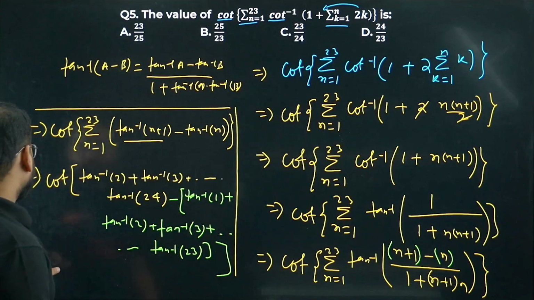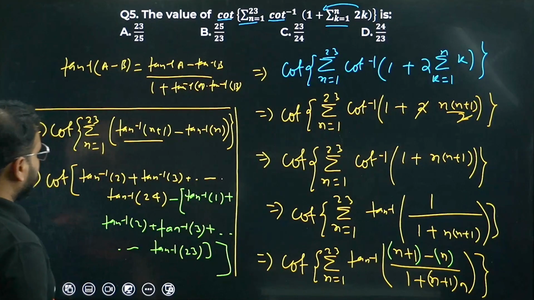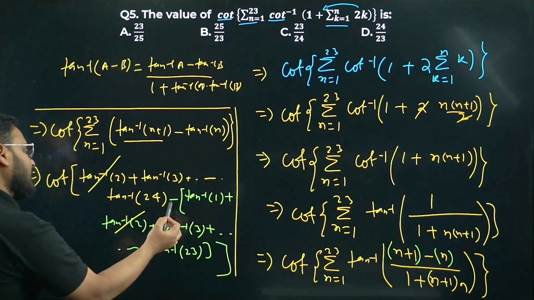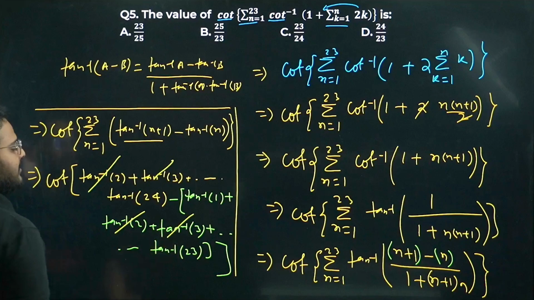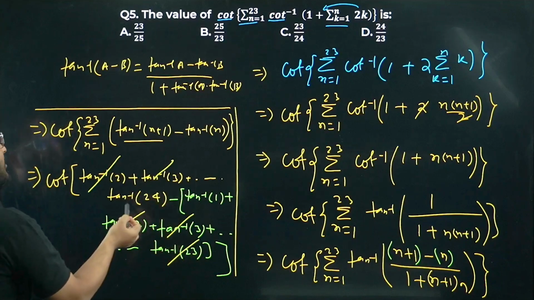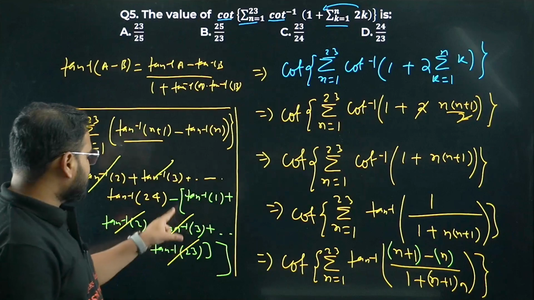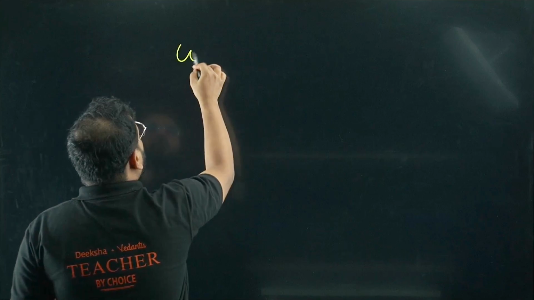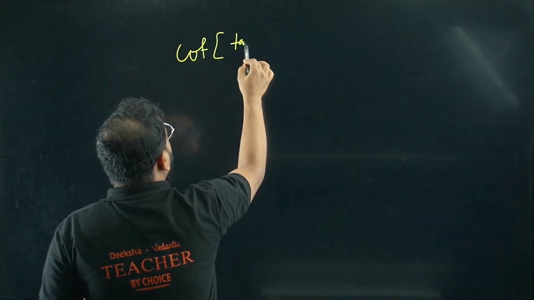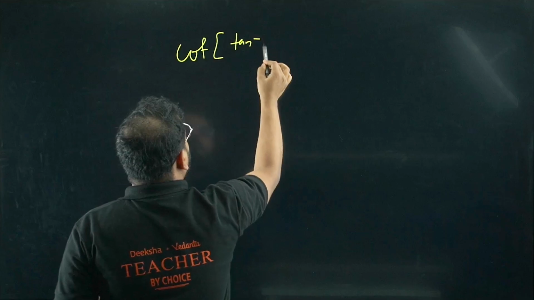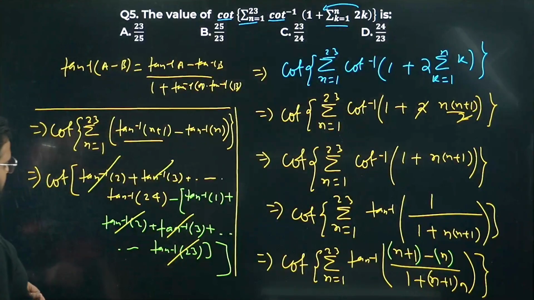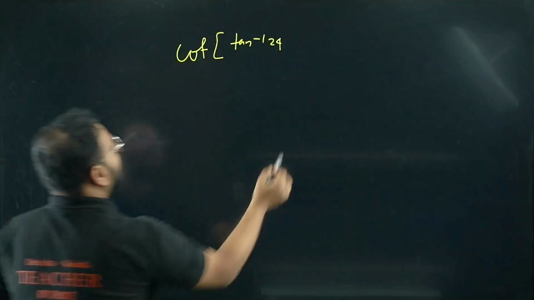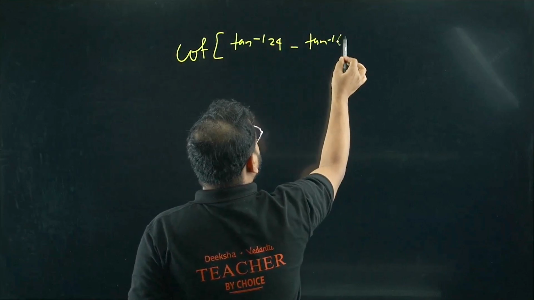Have a look, what we're getting over here is very nice. This positive with this negative cancels. Same again, this will also cancel because there will be tan inverse of 23 before this 24. This is all negative, there's a minus sign over here. So what I'm getting from here is cot of tan inverse of 24 minus tan inverse of, what is left now? Only 1 is left. Tan inverse of 1. Can you solve it?